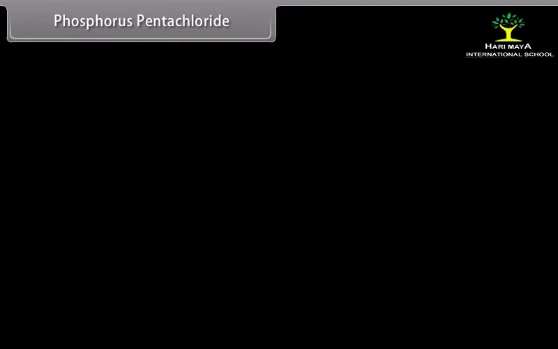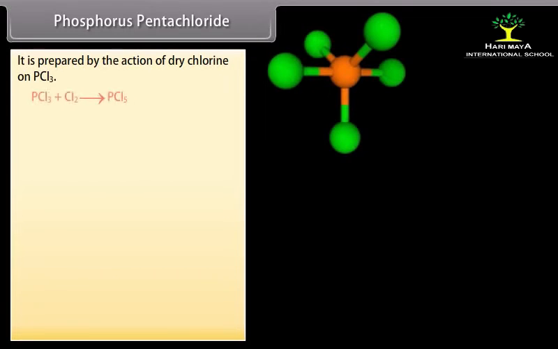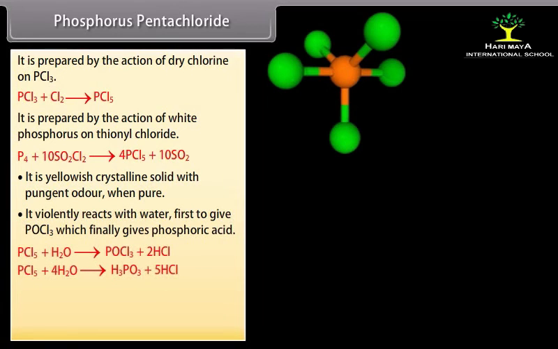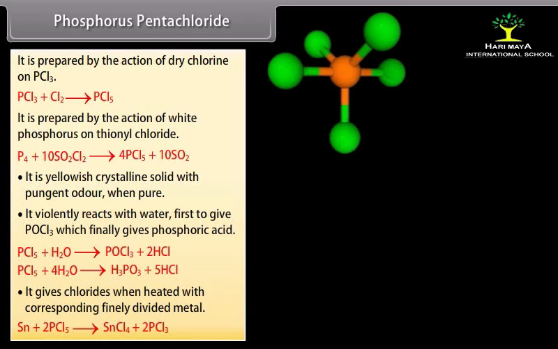Phosphorus pentachloride. It is prepared by the action of dry chlorine on PCl3. It is also prepared by the action of white phosphorus on thionyl chloride. It is a yellowish crystalline solid with pungent odor when pure. It violently reacts with water first to give POCl3, which finally gives phosphoric acid. It gives chlorides when heated with the corresponding finely divided metal.